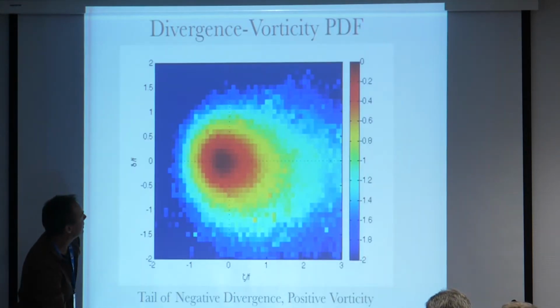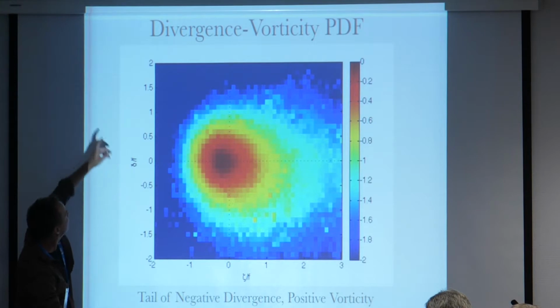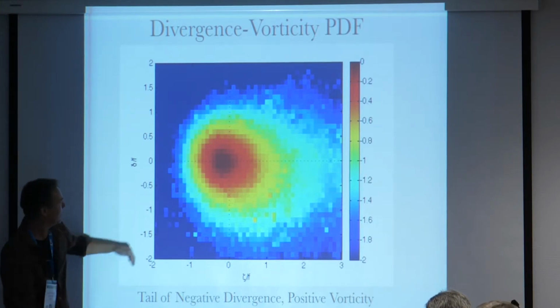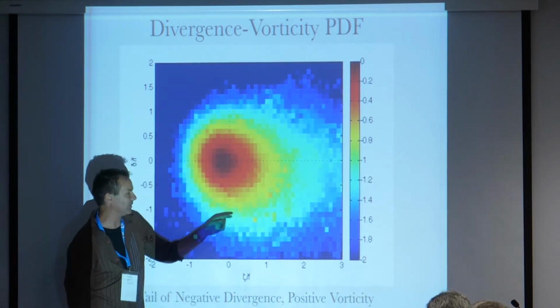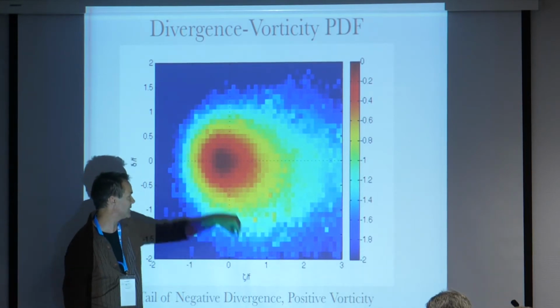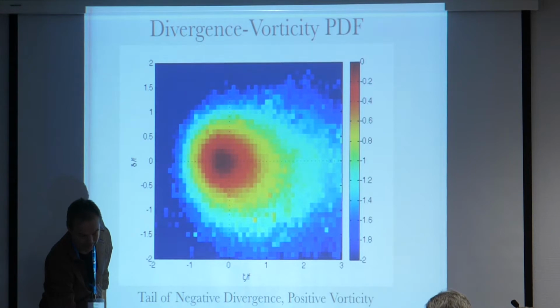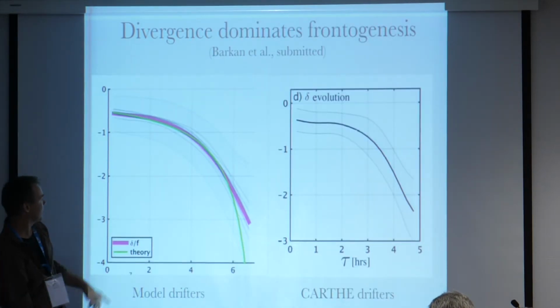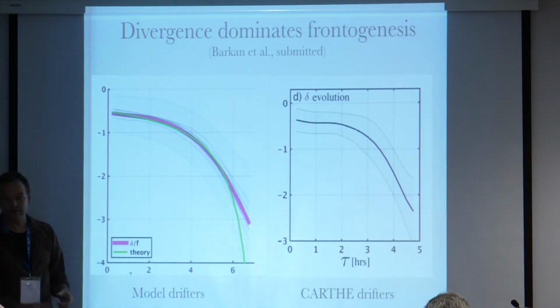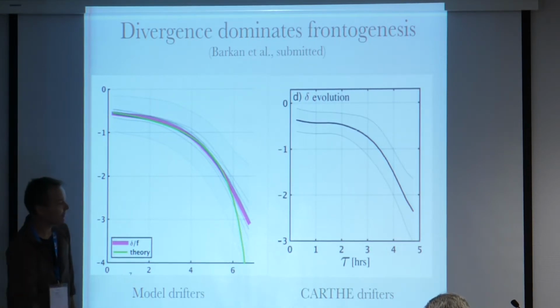And you can do joint divergence and vorticity. You see this asymmetry with a tail in high positive vorticity and negative divergence. And as a last example, when I showed that result on how divergence evolves itself, you can actually verify that with actual drifters. We find a very good match between that theory and how real drifters evolve in the ocean.